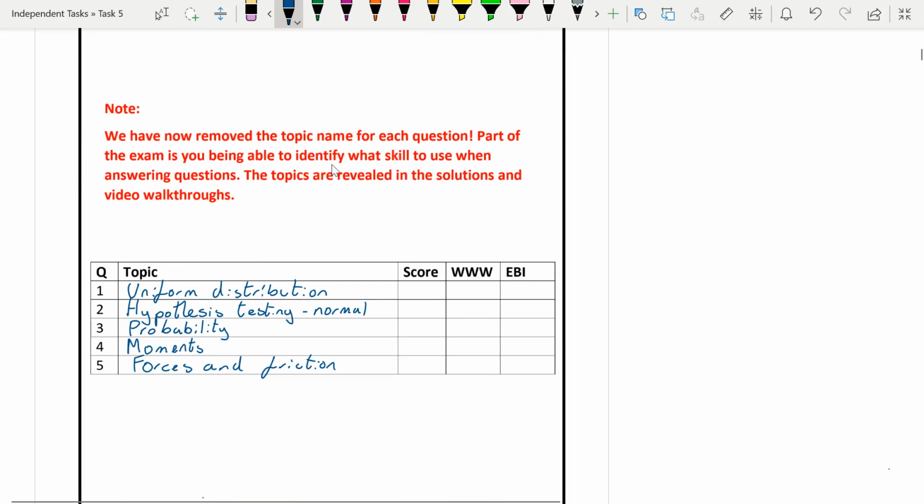Number 1 was a uniform distribution. Number 2 was hypothesis testing with a normal distribution. Probability, moments, and then forces of friction at angles.